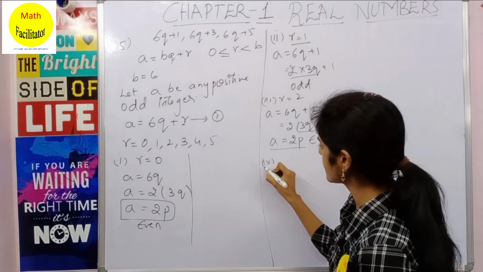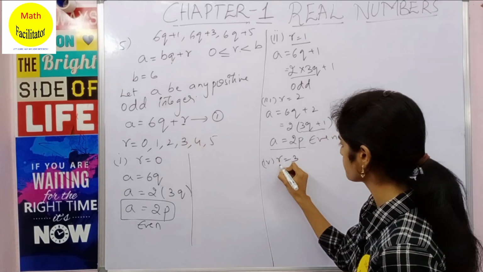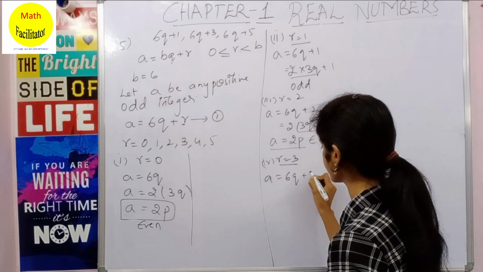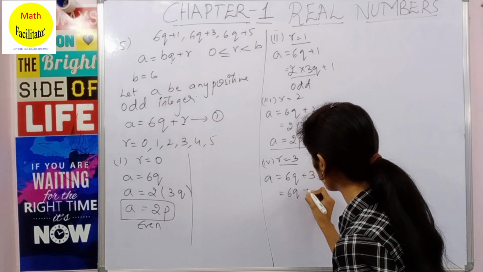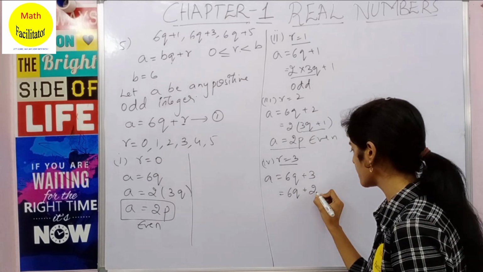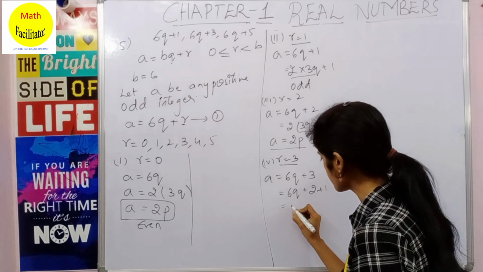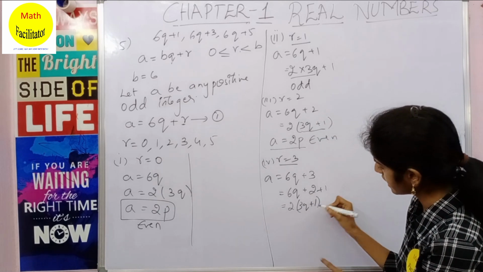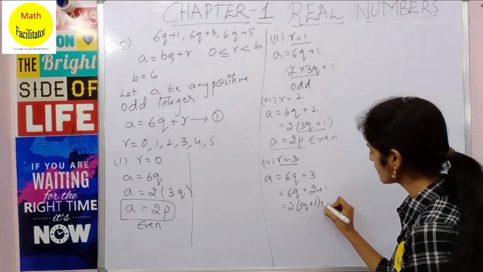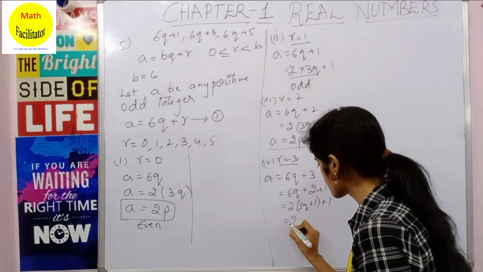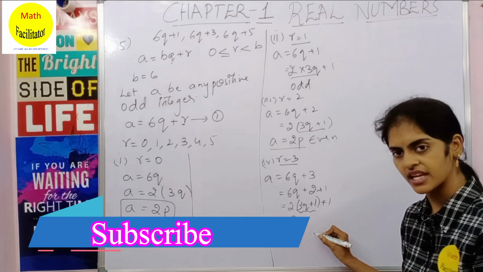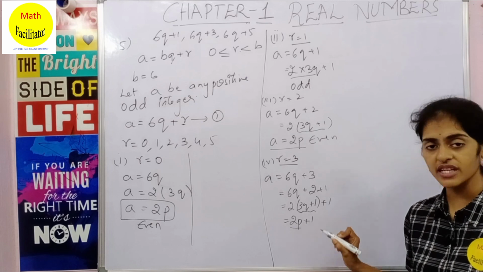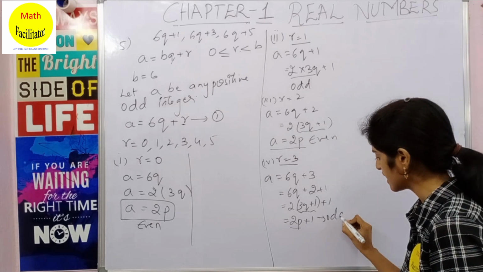Now let us take the next case, when r equal to 3. So a is equal to 6q plus 3. This 3 you can write as 2 plus 1. So if you take 2 common, it is 3q plus 1, and you have a plus 1. Now take this complete thing as p. It is 2p plus 1. Now 2p is even, and you are adding 1 to even, so this becomes odd.